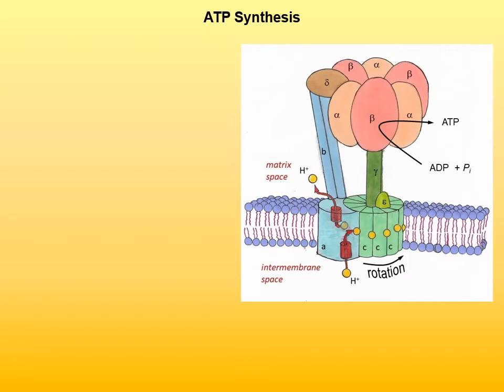The rotor is basically in green. You can see at the bottom 12 C units that form part of the rotor, and also gamma, which is basically a shaft that connects the rotor to the alpha beta dimers, and the small eta unit. So C, gamma, and eta are the rotor, and the rest is the stator.